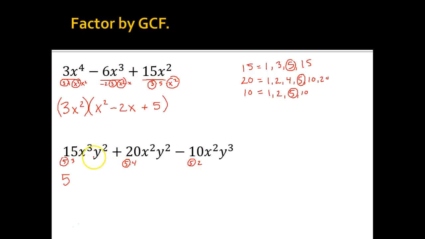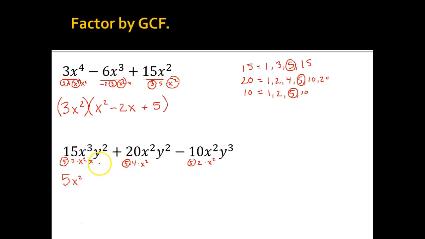So now notice that we can do the same thing with the x's. X cubed, x squared, the lowest number, the least number of x's on any of these terms is x squared. So that's going to be part of our common factor. So this first one has x squared times x, and then the second one has an x squared, and there's no other extraneous x's, and the third one has an x squared.